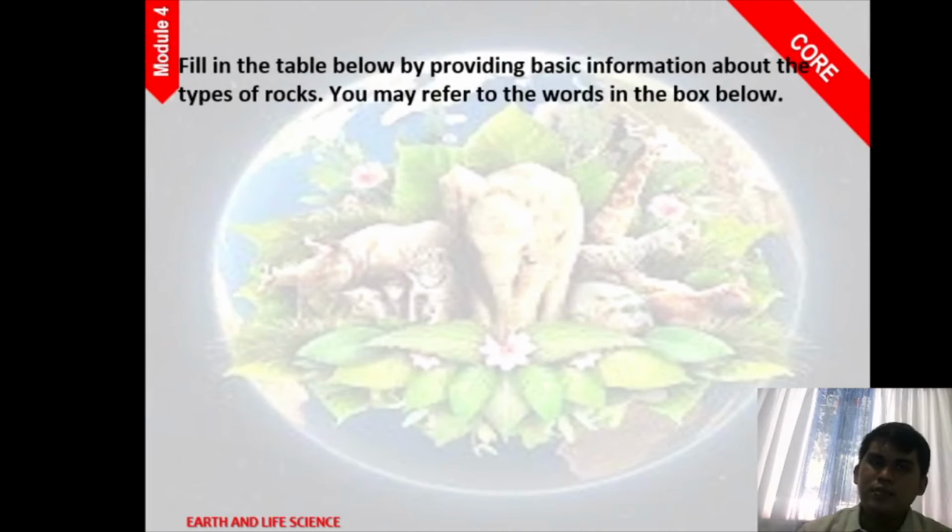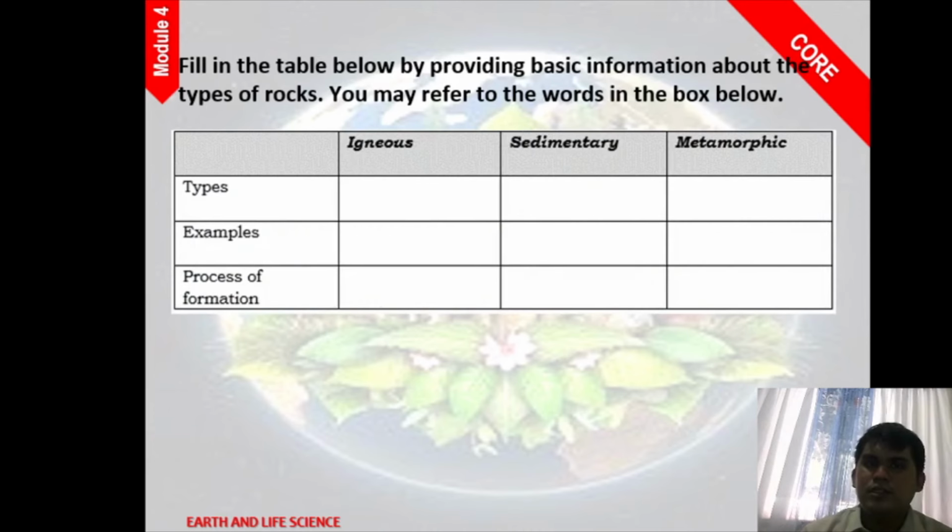For the next activity, fill in a table by providing basic information about the types of rocks. You may refer to the words in the box below, or you can take it from our previous slides in this presentation. This is the table. You have to supply the types, examples, and the process of formation of the 3 types of rocks. You will be given 5 minutes to answer it.